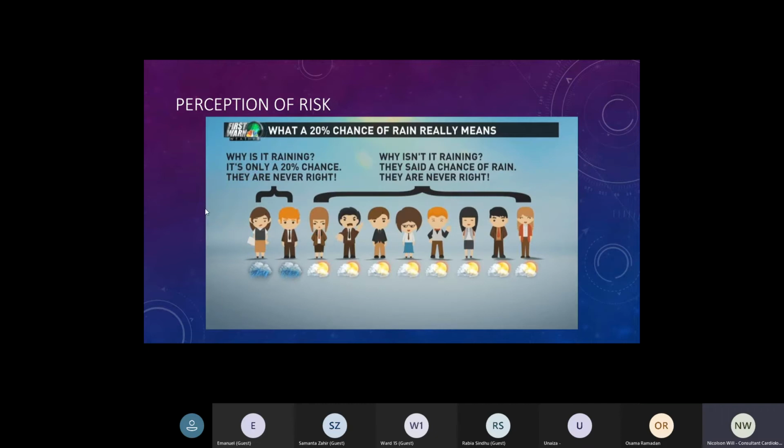Well, for most people, they would fall into one of these two camps. They would either be the 80% who didn't get rained on, and they might be happy that it didn't rain, but they'd say, well, it said that it might rain, so why didn't it? They've got it wrong. Or if you're the people who got rained on, they're going to very much say, look, there was only 20% chance of rain. Why did it rain on me? They must have been wrong.